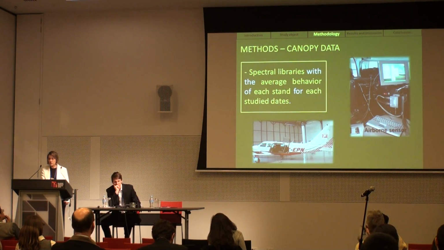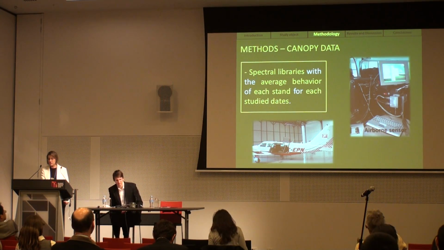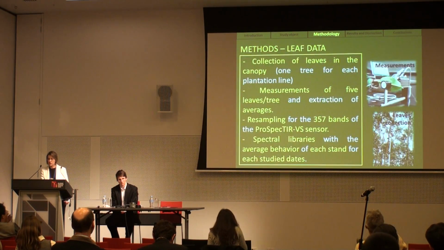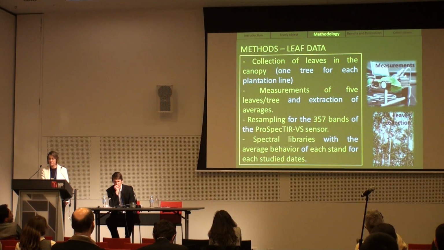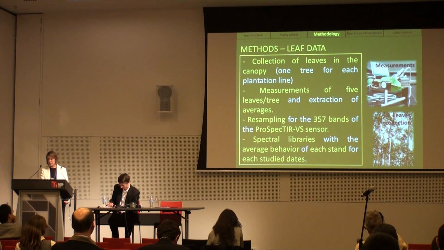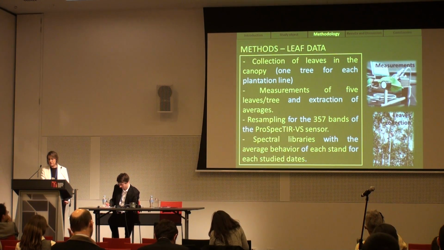For the canopy data, we generated spectral libraries with the average behavior of each stand for each study date. For the leaf data, we collected leaves in the canopy. After that, we obtained measurements of 5 leaves per tree and the extraction of the average, resampling for the same number of bands of the prospective sensor. And after that, we generated spectral libraries with the average behavior of each stand for each study date.